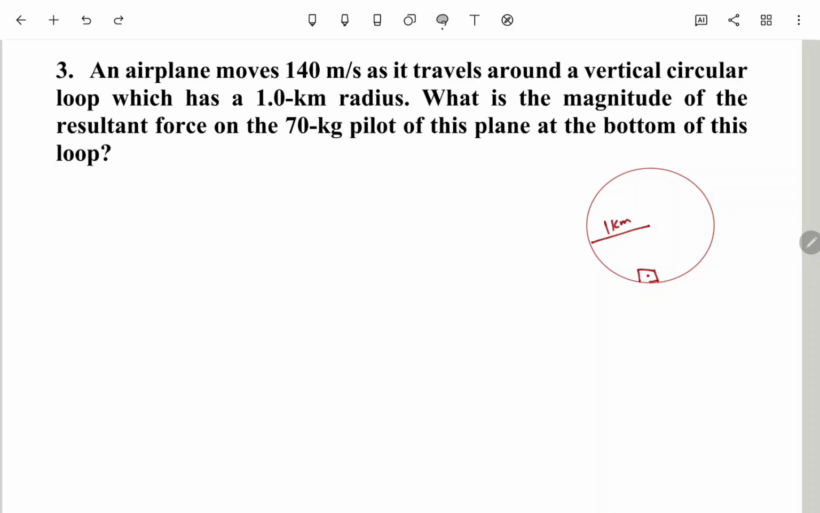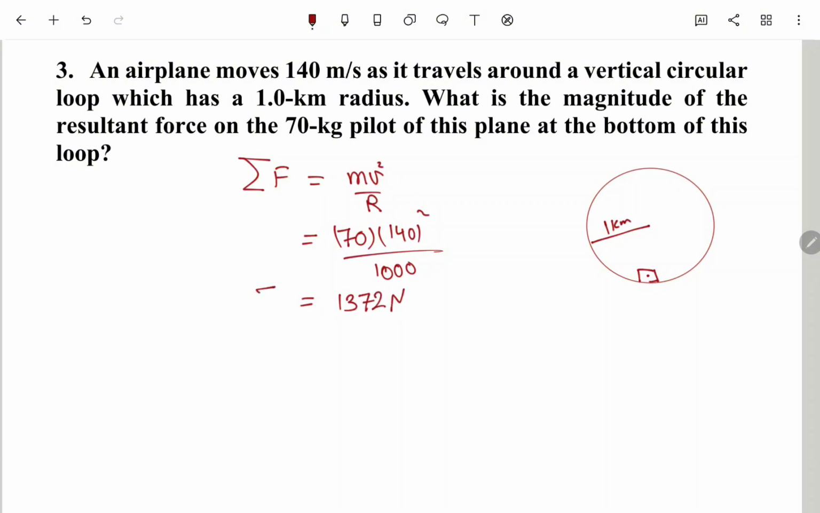Now the magnitude of the resultant force on the 70 kilogram pilot of this plane is equal to mv squared over r, and in this case this is the resultant force, 70 times 140 squared divided by 1000, and in this case 1372 newtons is the net force or the resultant force on the 70 kilogram pilot.